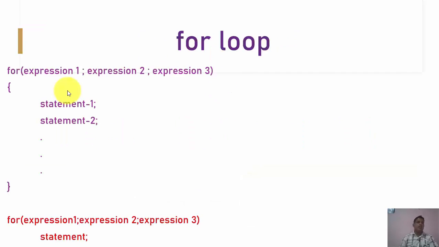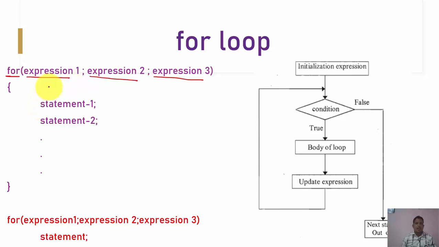So as we know the syntax for this for loop, fine. First we are going to define the keyword for, followed with expression 1, expression 2, expression 3, which are present within the bracket, and every expression is separated with the help of a semicolon. Here expression 1 is simply the initialization expression. Expression 2 is the condition, and expression 3 is an update expression.